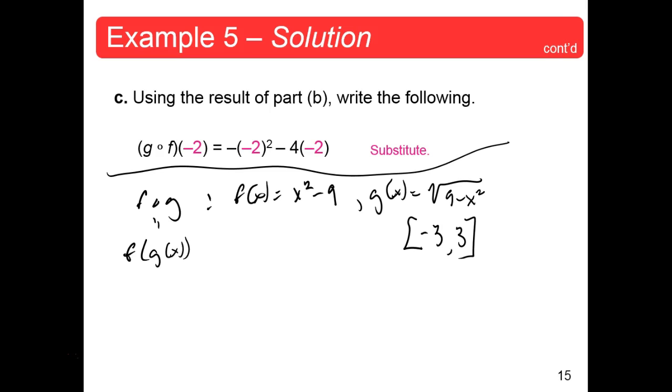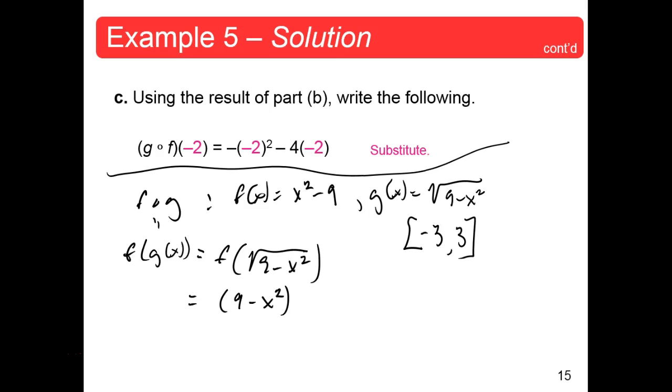Now let's do the f of g of x. What would that be? What do you plug in first? You plug in what g is, the square root of 9 minus x squared. And what does the f function tell you to do with that? You square what's inside there. When you square a square root, what do you get? You get what's inside: 9 minus x squared. A square undoes a square root, and a square root undoes a square.